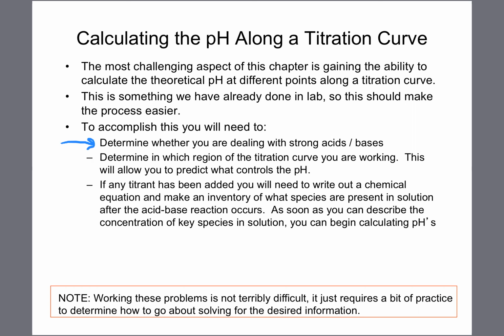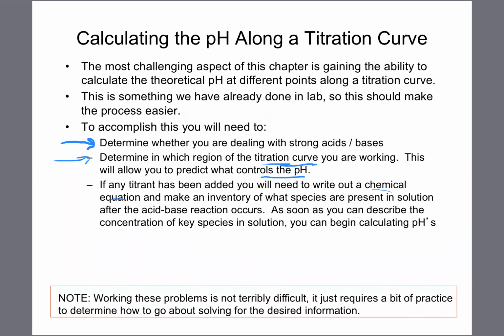Now, after you do that, you're going to make an inventory of the acid and base present, and you're going to try to convert to moles whenever possible. We're simply going to do an RICF type inventory approach, figure out what's in excess, what's been consumed, where we're at on this titration curve. So that's actually part number 2 here. Determine which region of the titration curve you're working in. We're going to figure that out through an RICF approach. This is going to allow us to predict what controls the pH and solve for the pH, okay? That's going to involve writing out a chemical reaction or equation, making an inventory of what's present.